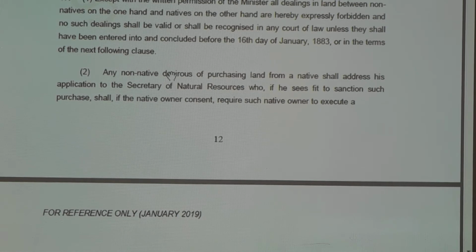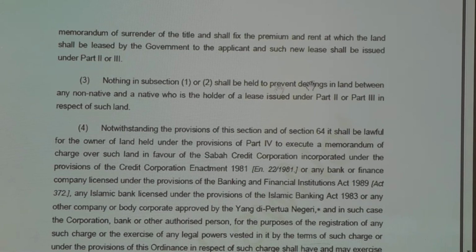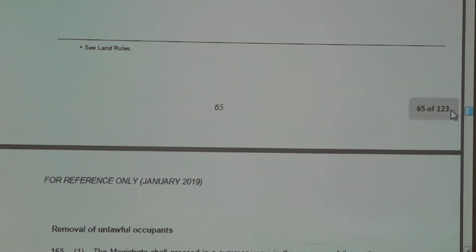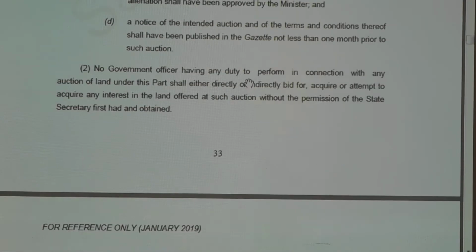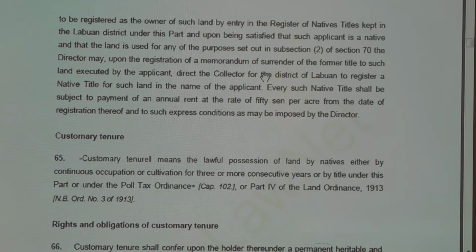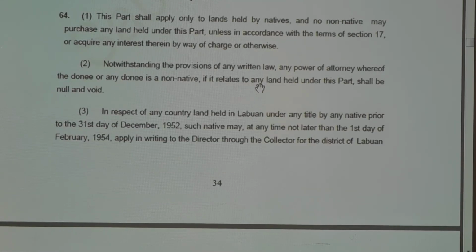Okay, so together with Section 17, I'm going to jump to Section 64. Section 64 relates to native lands. In addition to what we covered just now in Section 17, please also note this. Notwithstanding the provisions of any written law, any power of attorney where the donee is a non-native, if it relates to land held under this part, shall be null and void.